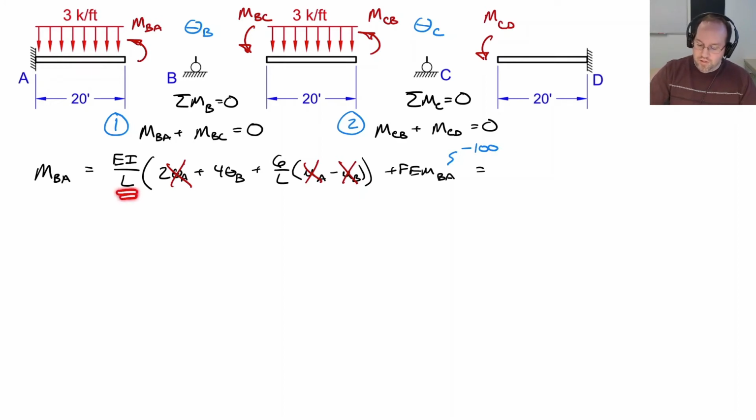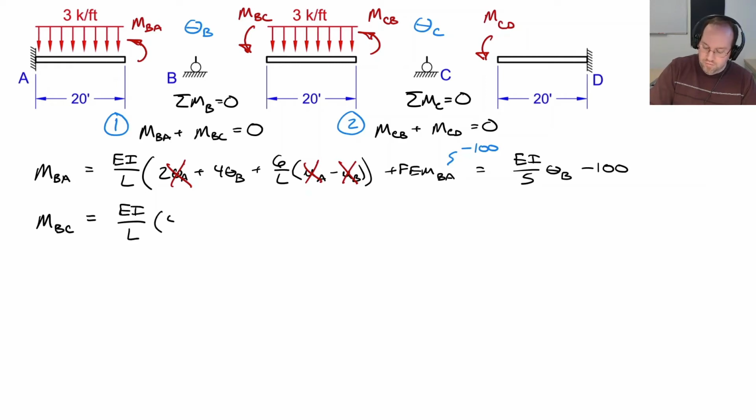So taking a length of 20, we'll find that this equation is EI over 5 times the rotation at B minus 100. Now we can repeat this for my remaining 3 moments. So we'll look at moment BC. This is a near moment of BC.